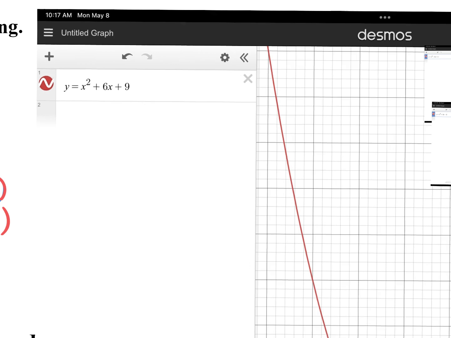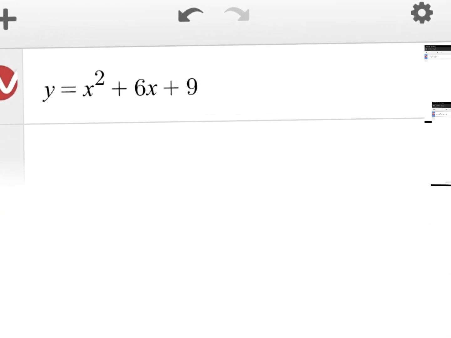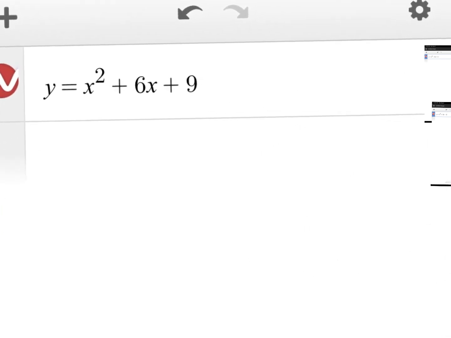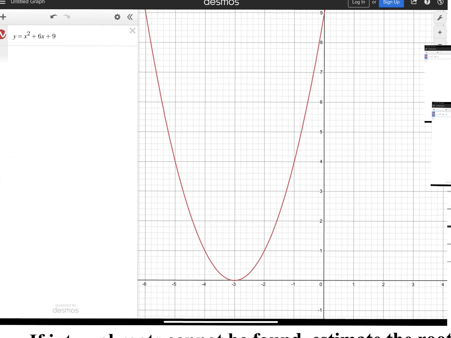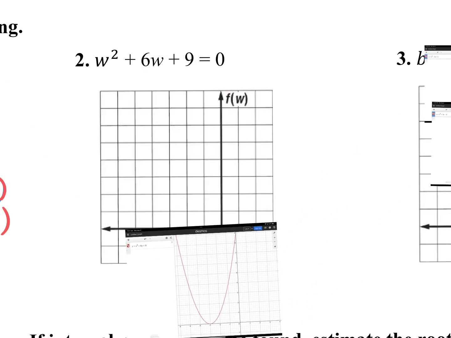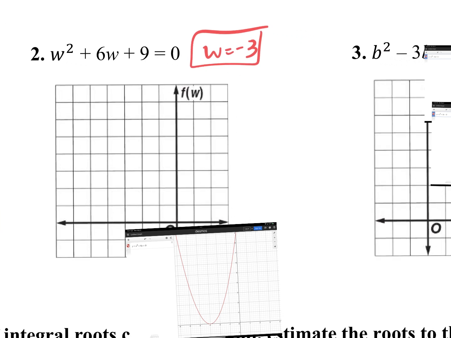If you type it in like this, y equals x squared plus 6x plus 9, you will see that it produces this parabola. And if you zoom in, you'll be able to see where it crosses exactly. And if you click that button, it'll give you the coordinate -3, 0. So the x-intercept is -3. That means that the answer to this one is -3. Make sense? So the answer to this one is w equals -3, because that's where it crosses if you graph it. Okay? So hopefully you guys could now try this next one.